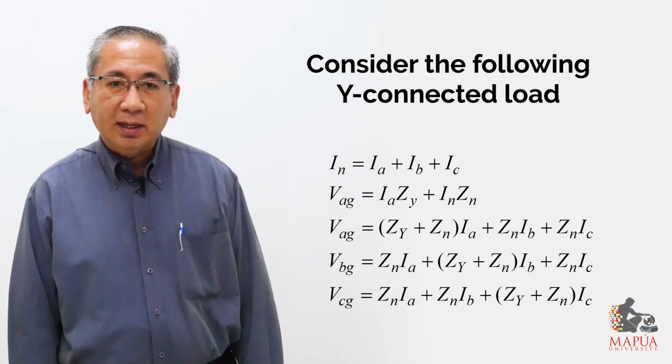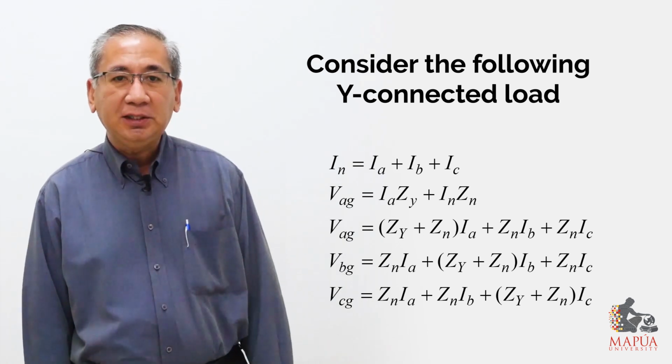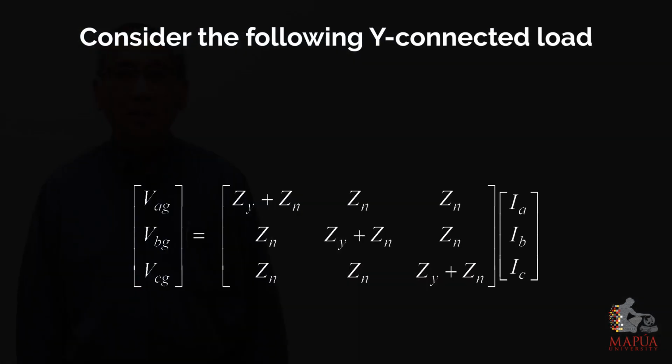Now, these three equations, VAG, VBG, and VCG, can be written in matrix form. On the left-hand side of our equation in matrix form, we have the VAG, VBG, and VCG matrix, equal to the matrix composed of ZY plus ZN, ZN, ZN; ZN, ZY plus ZN, ZN; ZN, ZN, and ZY plus ZN, multiplied by the current matrix IA, IB, and IC.